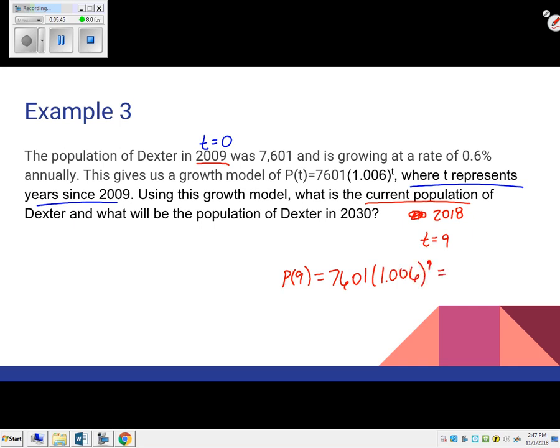So I've got a little bit of math to do there. I think it bumps me over the 8,000 mark. If I remember correctly, it's 8,021 people.